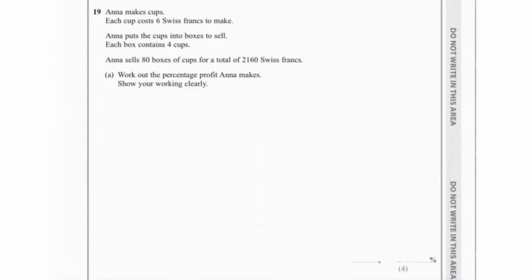Then it says Anna makes cups. Each cup costs 6 Swiss francs to make. Anna puts the cups into boxes to sell. Each box contains 4 cups. Anna sells 80 boxes of cups for a total of 2,160 Swiss francs. Work out the percentage profit Anna makes. Show your working clearly.